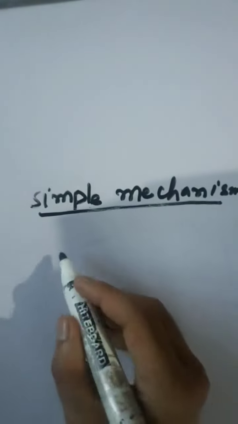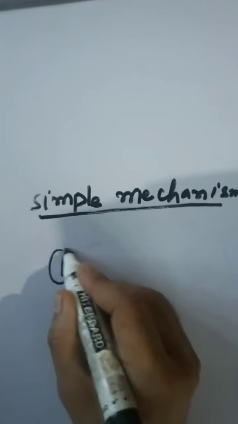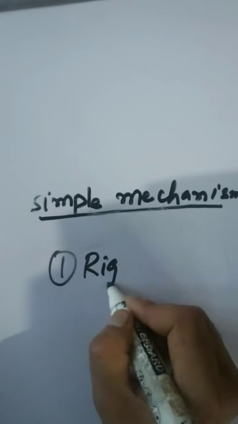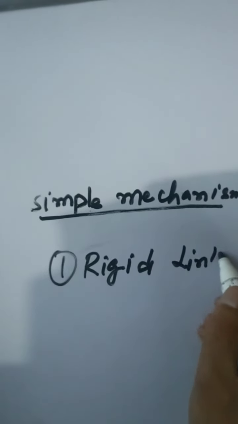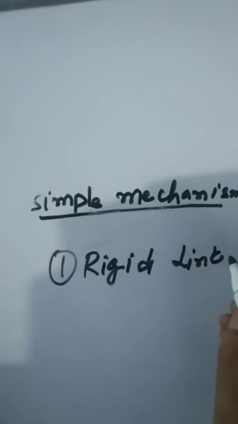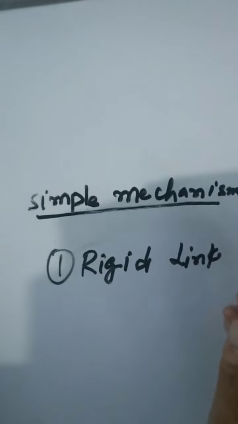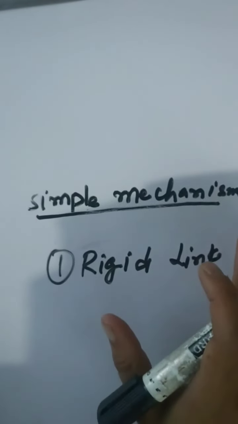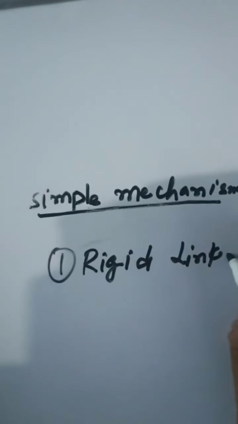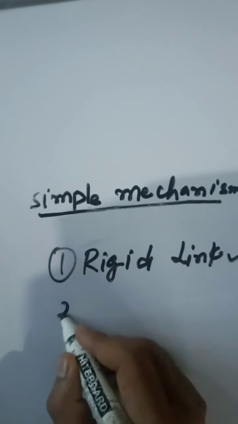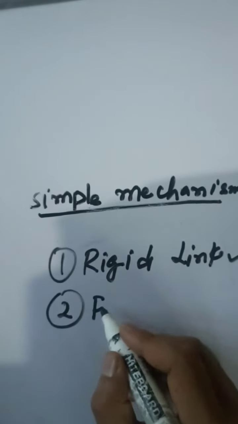Now we will see what are the different types of links. First is the rigid link. As I said, a rigid link is that link that does not deform. However, it transmits the motion, but while transmitting the motion, it does not deform. Okay.